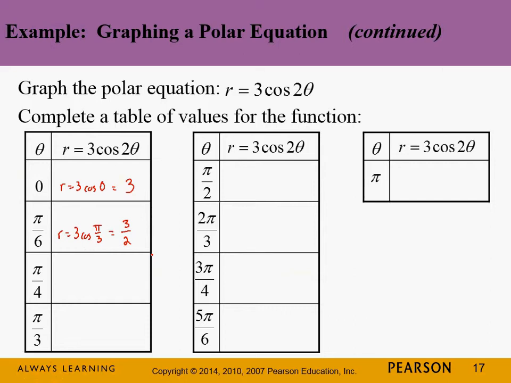If I'm going too fast or you get lost in something, make sure you stop me. Yes, sir. Because it's 2 theta. If pi over 6 is theta, 2 times pi over 6 is 2 pi over 6, which is pi over 3.